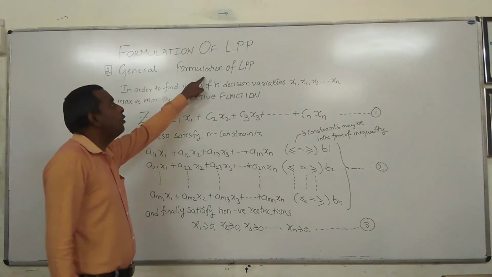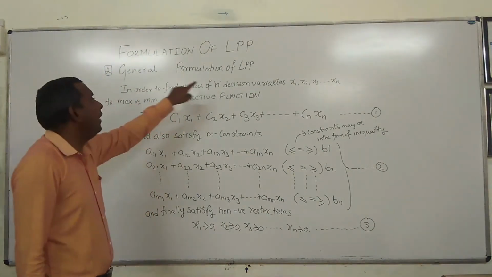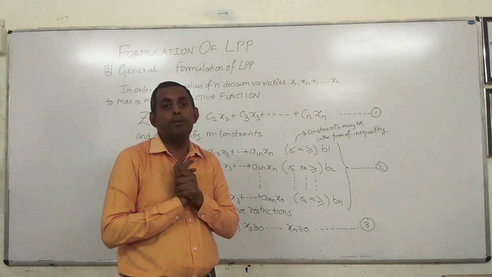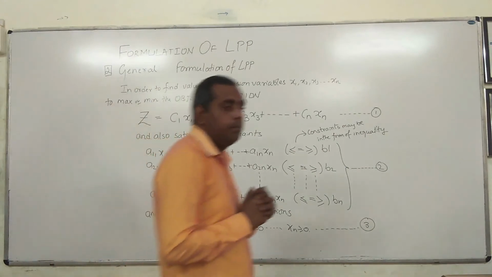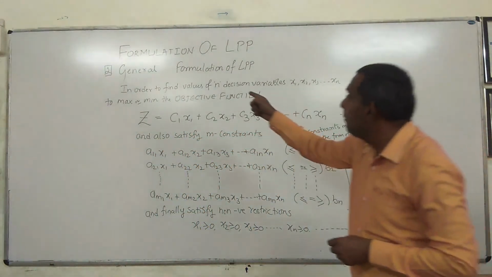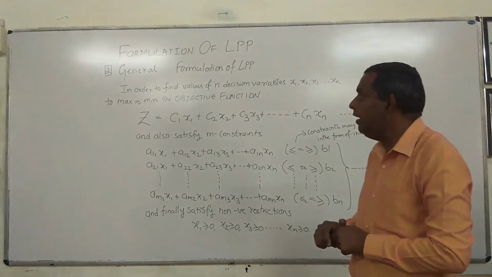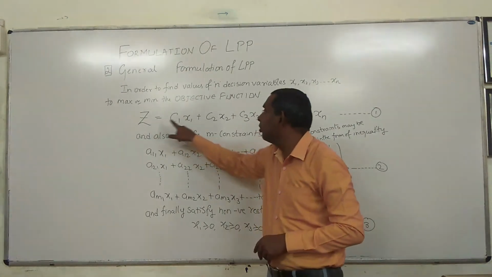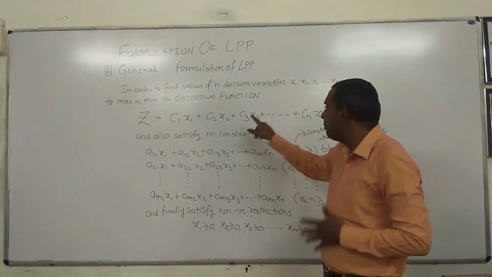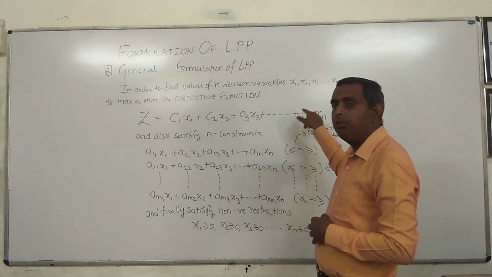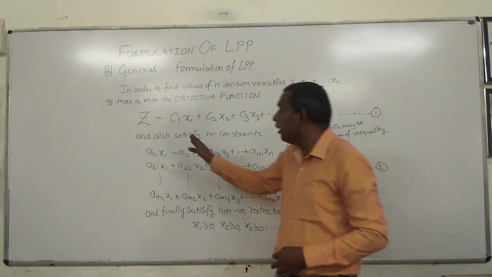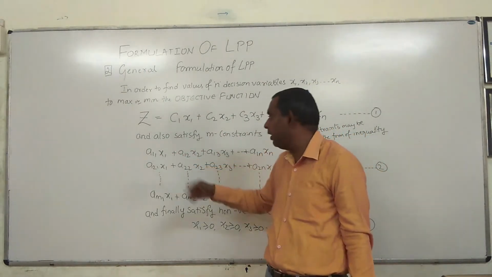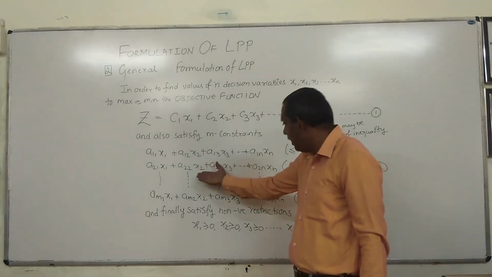So let us have a small repetition of this one. The general formulation of LPP is nothing but in order to find the value of n decision variables such as x1, x2, x3 up to xn with respect to the objective function, whether it is to be maximized or minimized. So this is a general formulation of LPP, that is z is equal to c1 x1 plus c2 x2 plus c3 x3 plus up to cn xn, which is equation number 1, and also satisfy m constraints. What are those constraints? Here it is constraints a11 x1, a12 x2, a13 x3, and so on.